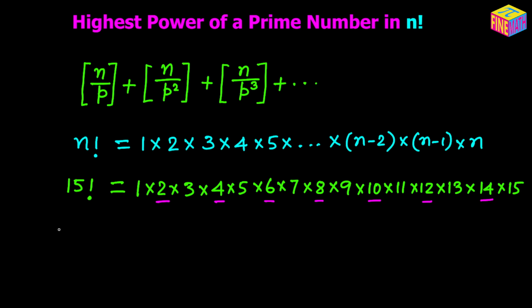So now let's start our game. We have 15 factorial, so we are going to take n as 15. Here we are assuming that 15 is actually our n in n factorial. We are taking n as 15 just for demonstration, and then we are going to find out the highest power of 2 as a prime number. So in this case, we are taking 2 as our p. So 2 is the p and n is 15.